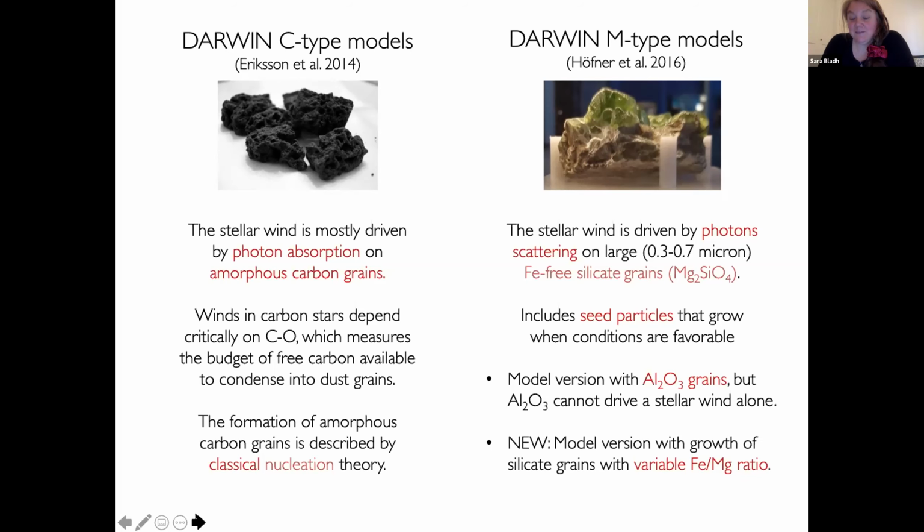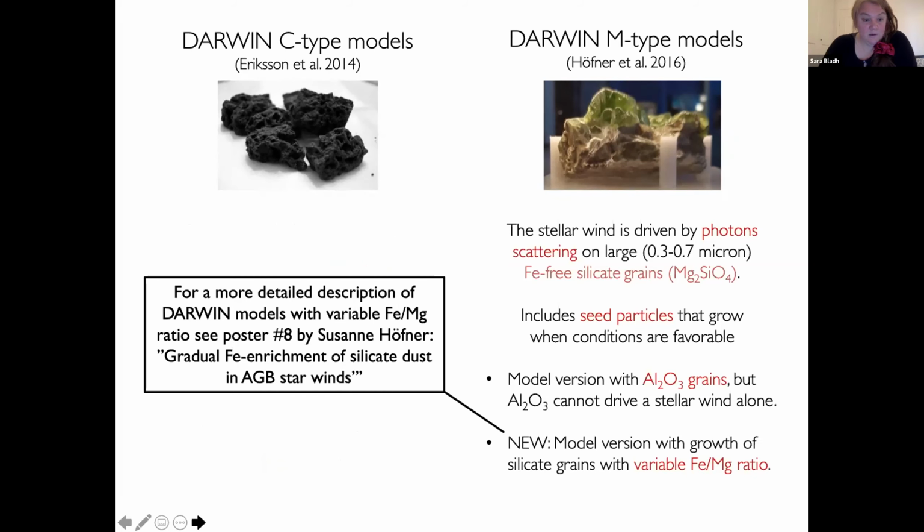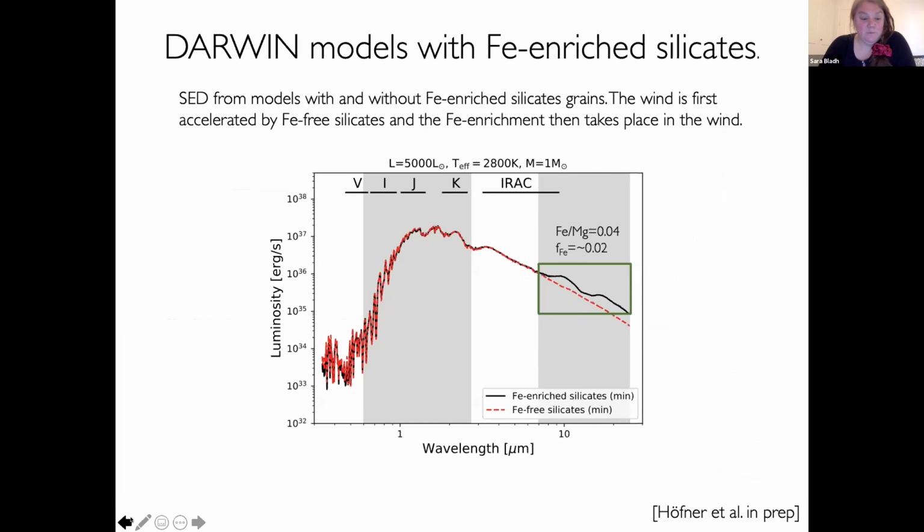growth of silicate grains with variable iron to magnesium ratio. Okay, and then for a more detailed description of this Darwin model, please check out poster number 8 by Susanne Höfner, Gradual Iron Enrichment of Silicate Dust in AGB Star Winds. So there you can get more details about how this model is constructed and so on.